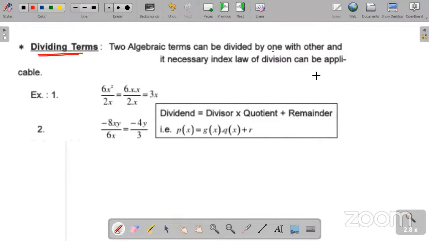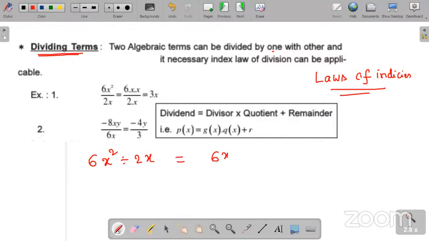Laws of indices we need to apply. That is nothing but powers and exponents. For example, my dear students, if you want to divide 6x square by 2x, how do you find it? 6x square by 2x. Again, 6x square we can write as 6x into x by 2x. x cancels, 2 ones are 2, 2 threes are 6. So the value will be 3x.